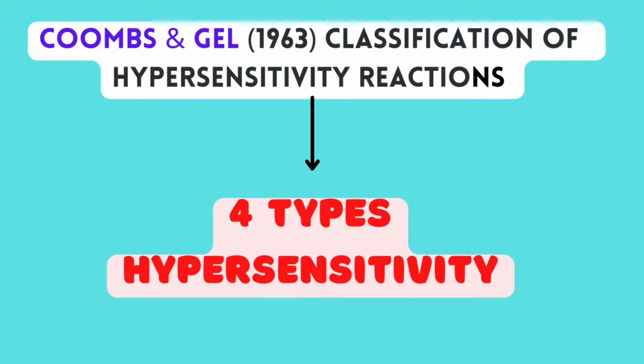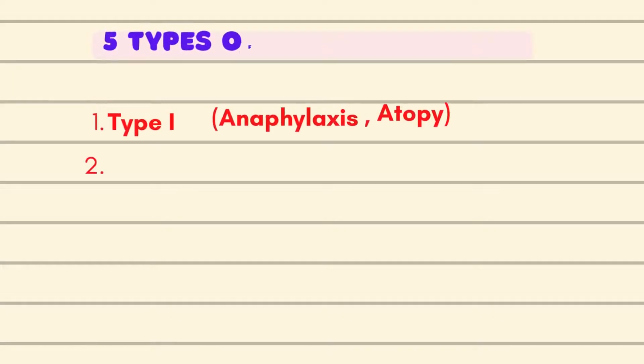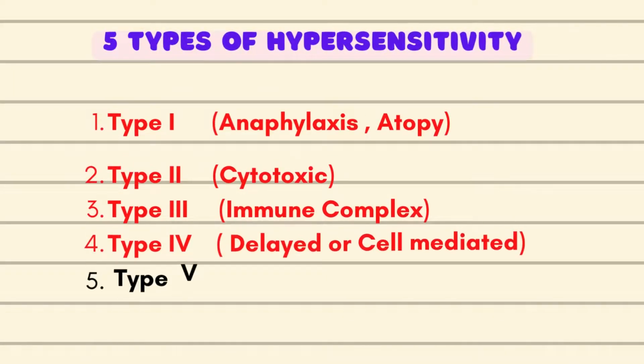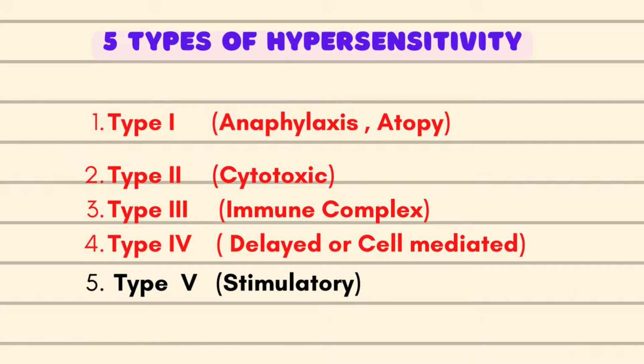According to Coombs and Gell, this hypersensitivity reaction is classified mainly into four types. Coombs and Gell classified it as follows: type 1 hypersensitivity, type 2, type 3, and type 4. One more newly added is type 5 hypersensitivity, that is the stimulated type.